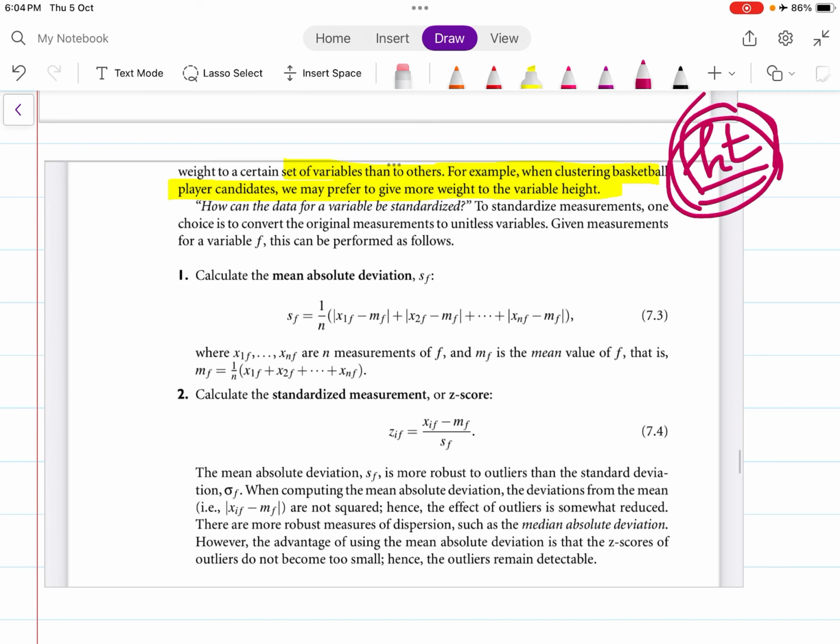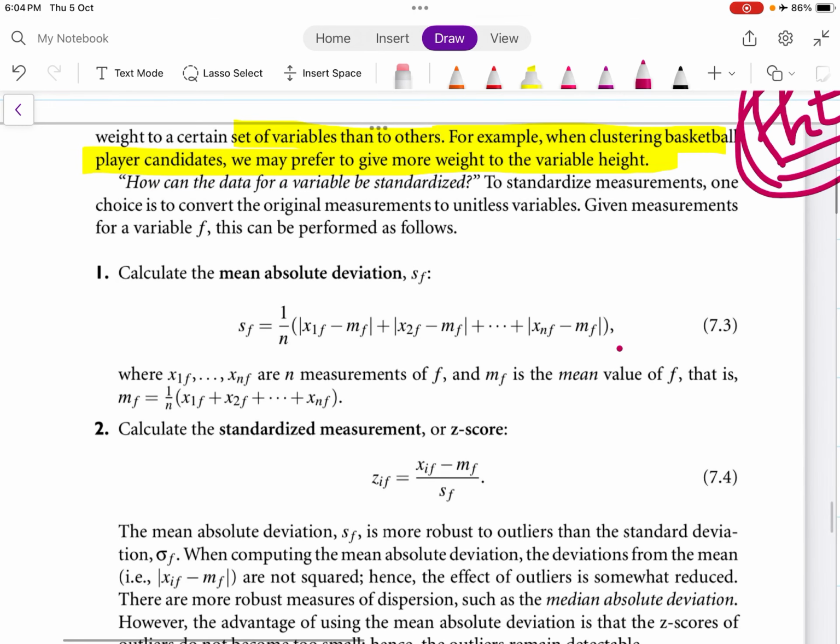How can data for a variable be standardized? To standardize measurements, one choice is to convert the original measurements to unitless variables. Given measurements for a variable f, this can be performed as follows. First, calculate the mean absolute deviation; this is the formula for mean absolute deviation. Then calculate the standardized measurement, or z-score; this is the formula for z-score.